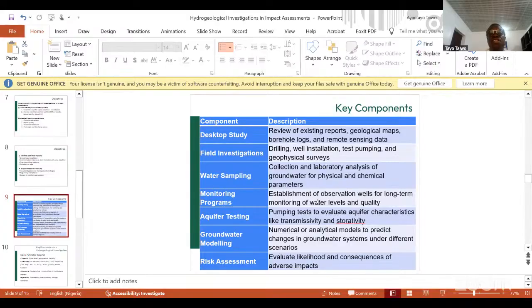The second thing is that you have to do field investigations. You have to drill some observatory wells. You do well installation, test pumping, and geophysical surveys. They're very, very important, because how are you going to get these if you do not drill, especially in an area that does not have a borehole, or even in an area where you do not have the borehole data?